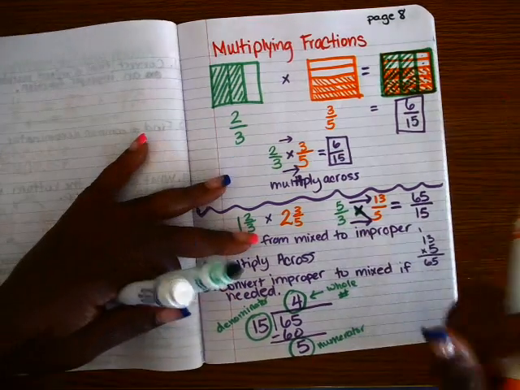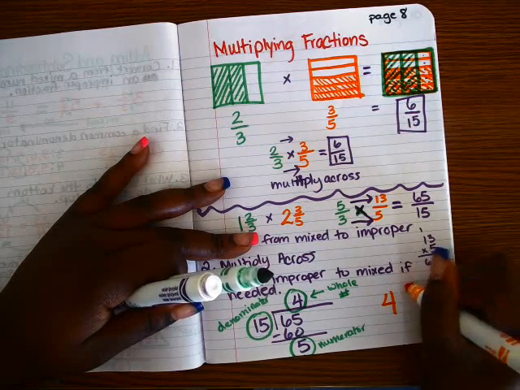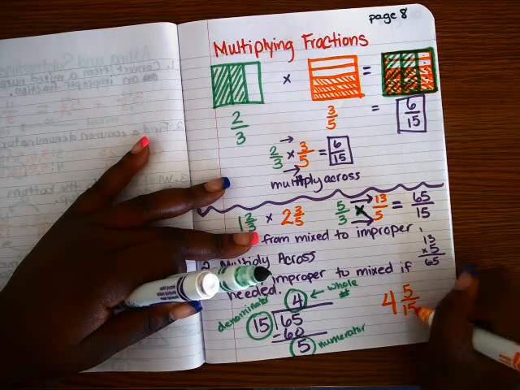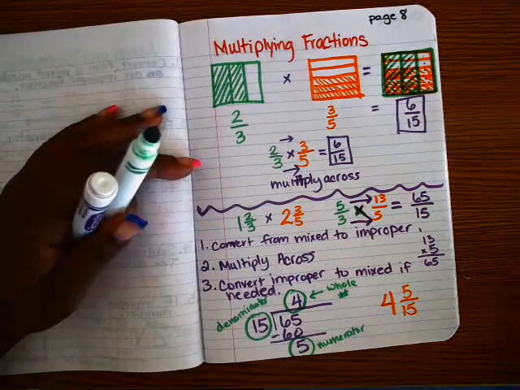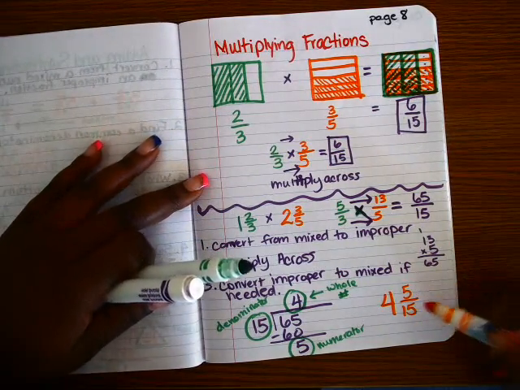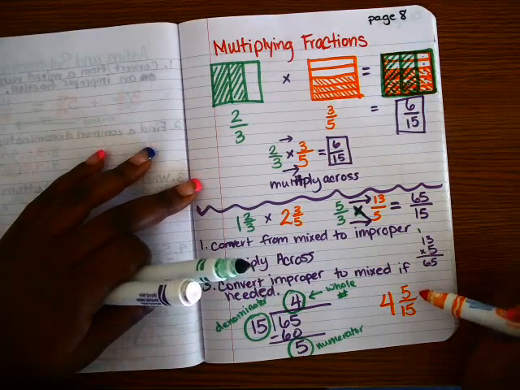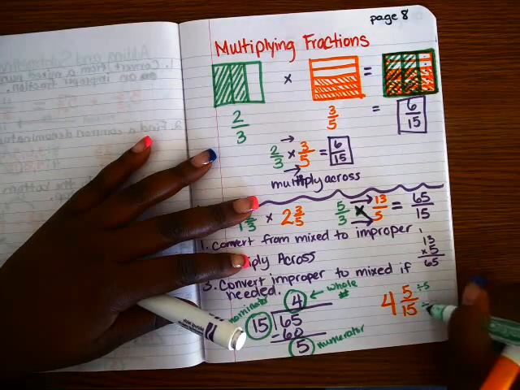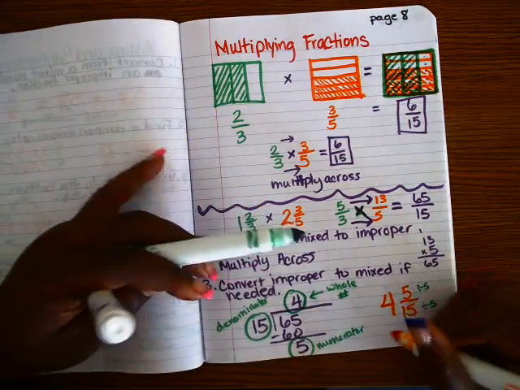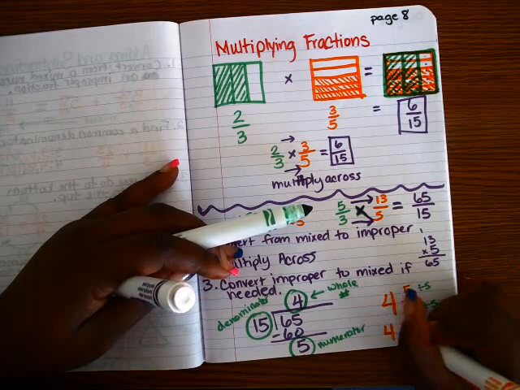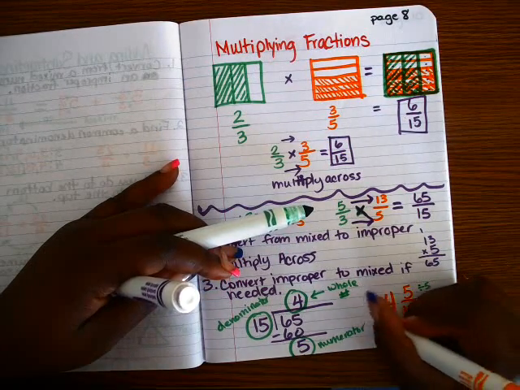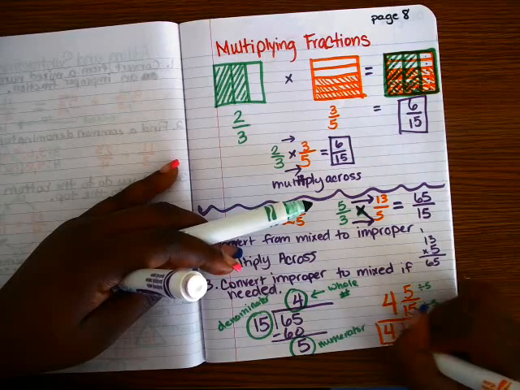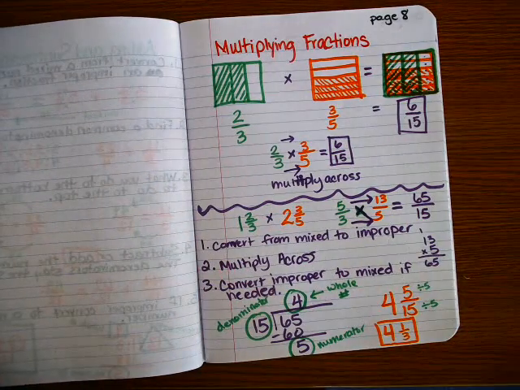So your answer is 4 and 5/15. But it's not our final answer, because 5/15 can be reduced. If 5 goes into both numbers. So our final answer is 4 and 1/3. That is it.